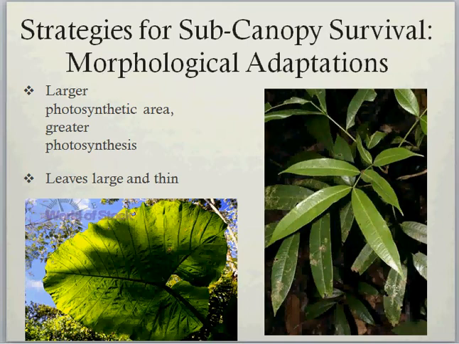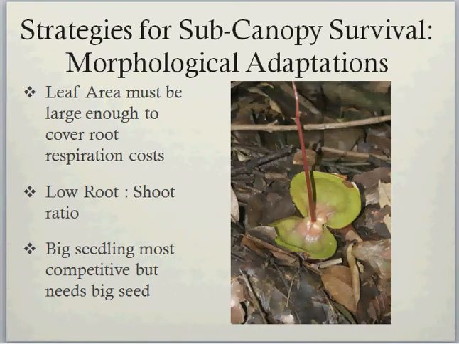So leaf area must be large enough to cover root respiration costs. There will be a low root-shoot ratio, so a much higher amount of the biomass directed into the shoot. A big seedling is most competitive. So a seedling which grows relatively tall and has a large photosynthetic area is one which is most likely to survive.